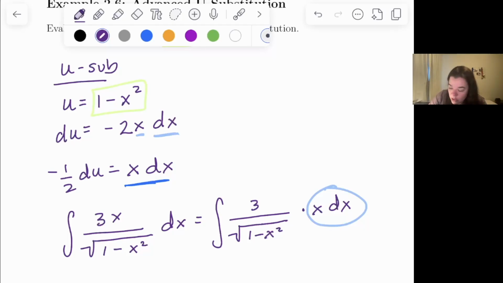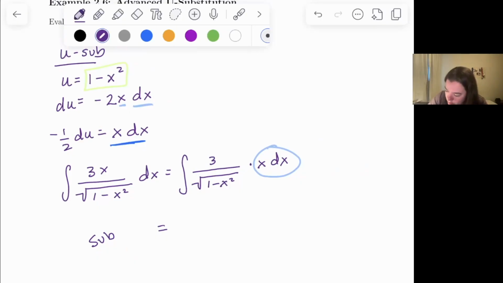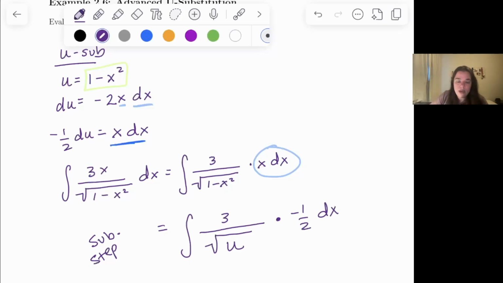Let's do our substitution step. So sub step, I'm just going to abbreviate. This is our substitution step. So substitute in all your u's. This is going to become 3 over the square root of u times negative 1/2 du. That's who x dx got replaced by.